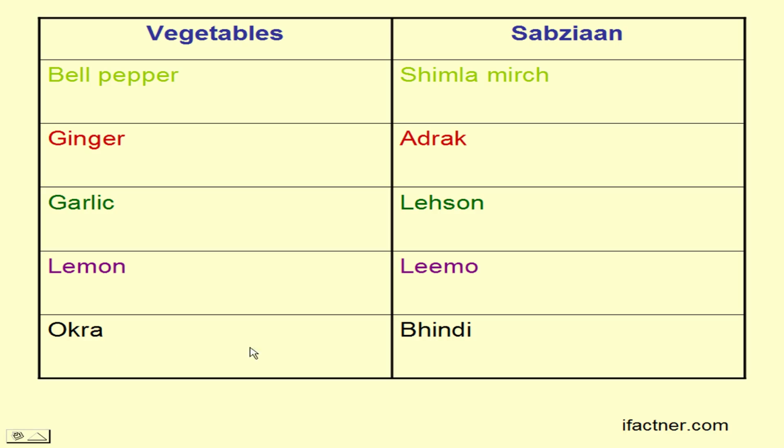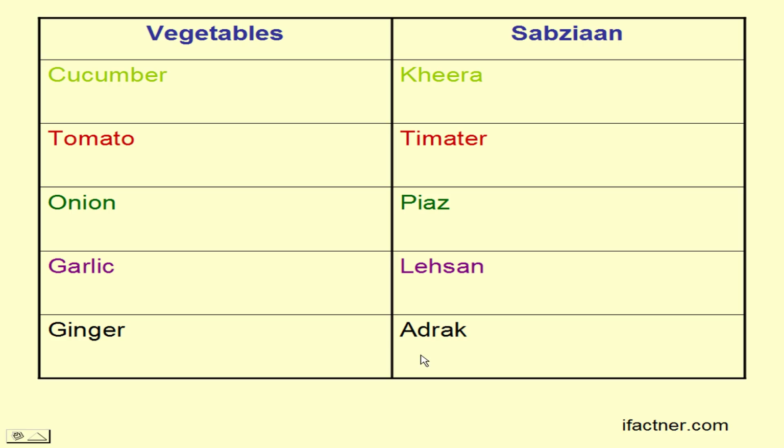Okra. Bhindi. Okra is bhindi. Cucumber. Yes, kheera. Very good. Cucumber is kheera. Tomato. Yeah, tomato. Very good. Tomato is tomato. Onion. Yes, piyaz. Very good. Onion is piyaz. And garlic is lehsun and ginger is adrak.